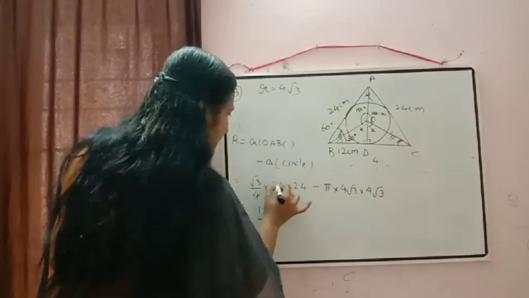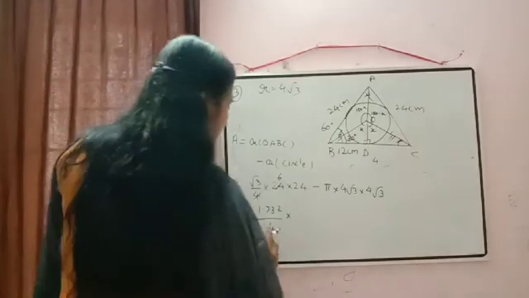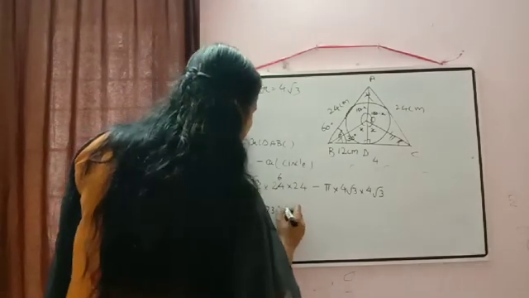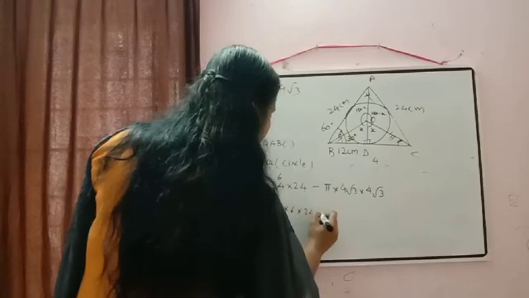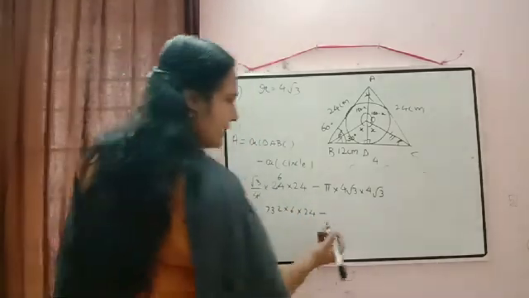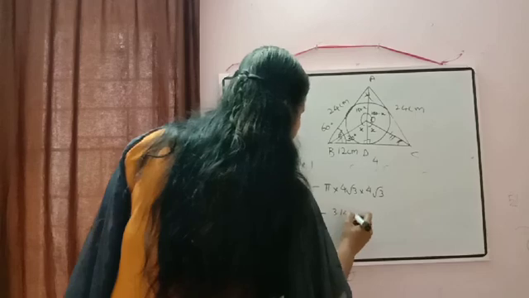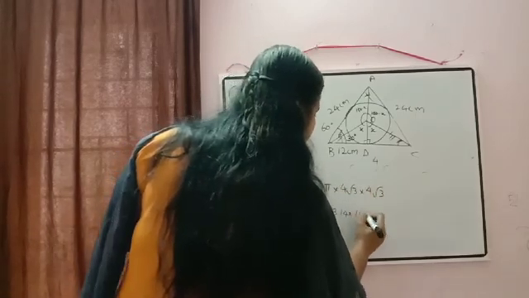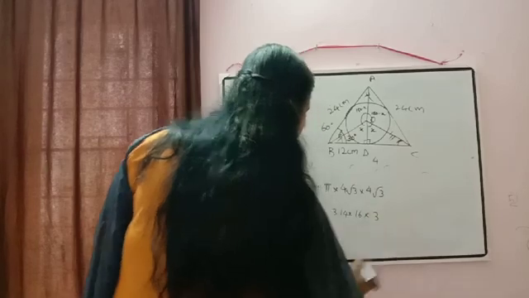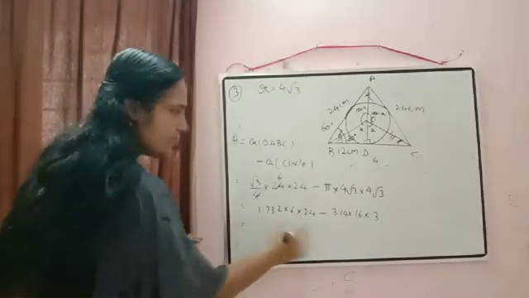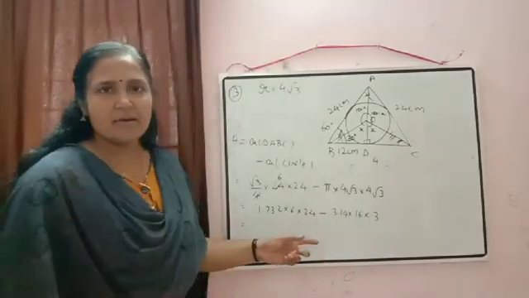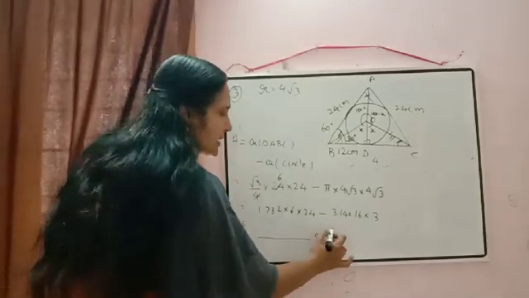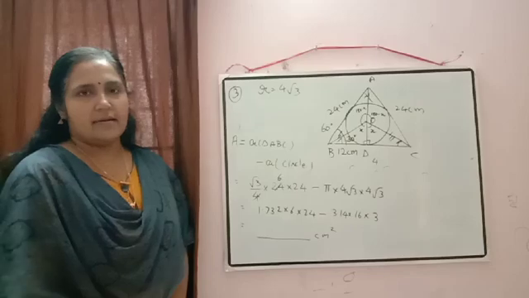Here if you want you can cancel. 4 6s are 24. So here 4 we don't need there. So 1.73 into 6 into 24 minus pi, we can take 3.14. 3.14 into 4 4s are 16. Root 3 into root 3 will be equal to 3. Now I think the remaining calculation you can do by yourself. So just do the calculation and write down the answer in centimeter square.